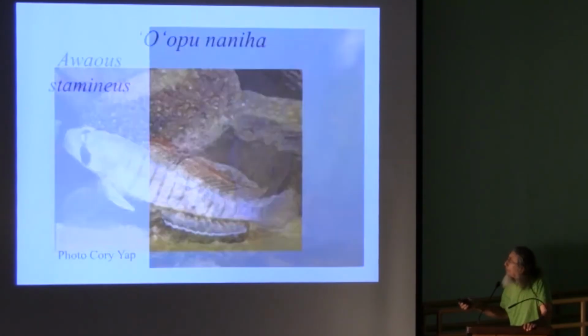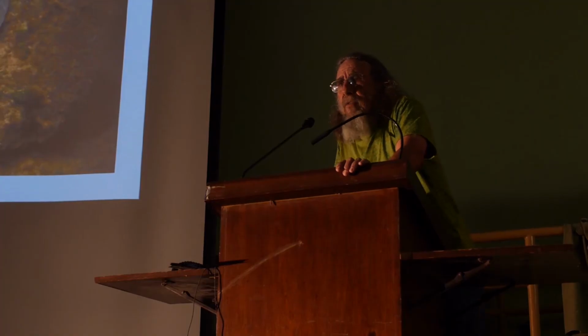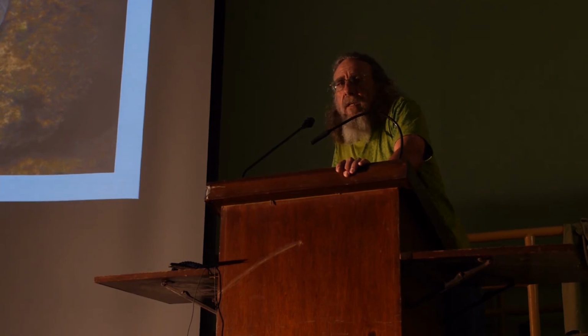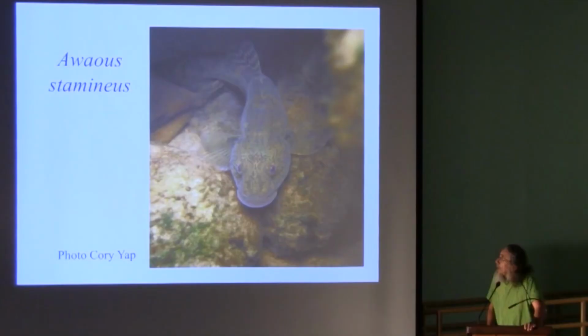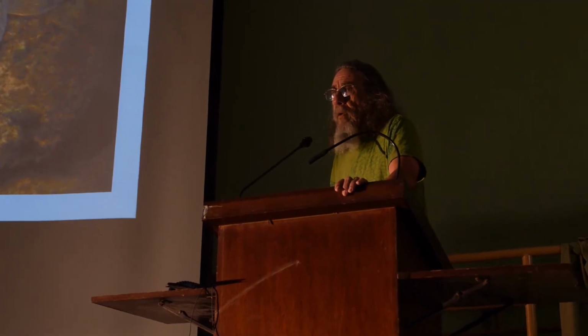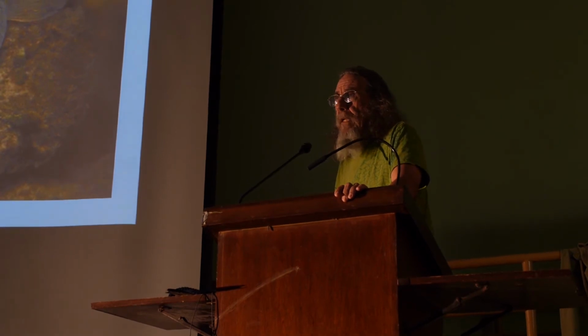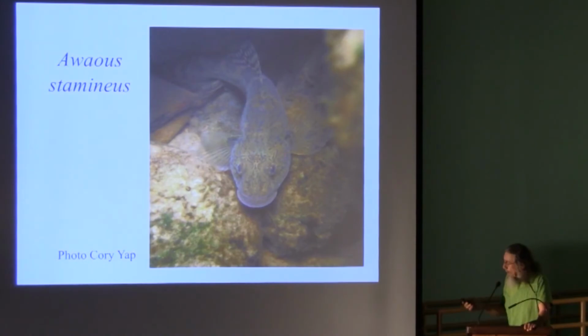Okay, moving upstream, and this upstream downstream thing is a generalization. They overlap to a great extent. Okay, this is Awaous stamineus. This fish can get quite big. There are now records of them getting up to 30 inches long. The longest one I've ever seen is maybe 20 inches or so, but they get to be very good size.